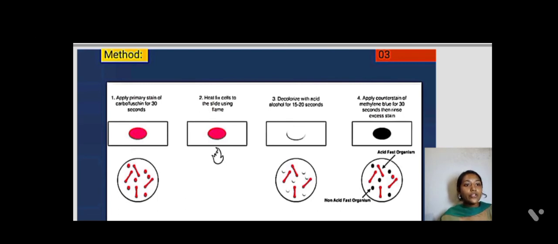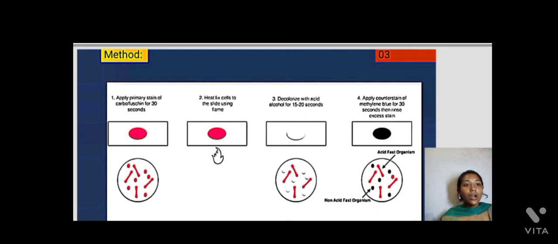Later we will add the secondary stain methylene blue. After the addition of methylene blue, the acid fast bacteria will not absorb the methylene blue as they are already stained pink or red. But the colorless bacteria, that is the non-acid fast bacteria, which became colorless after the addition of acid alcohol, will absorb the methylene blue color and become blue.